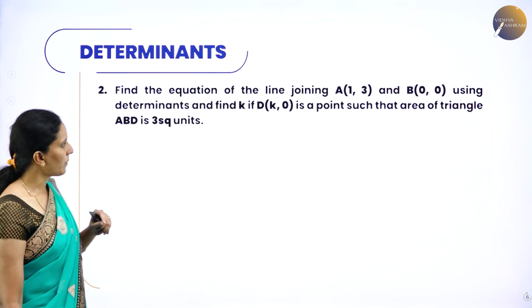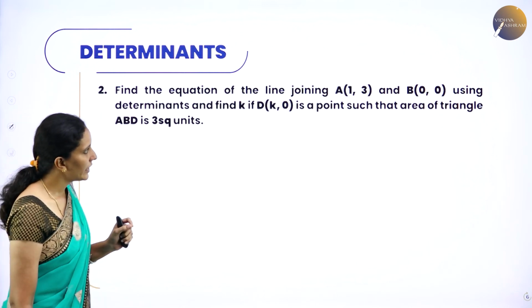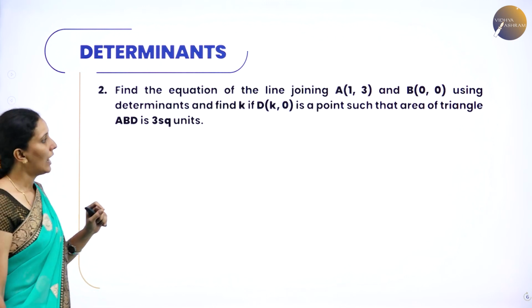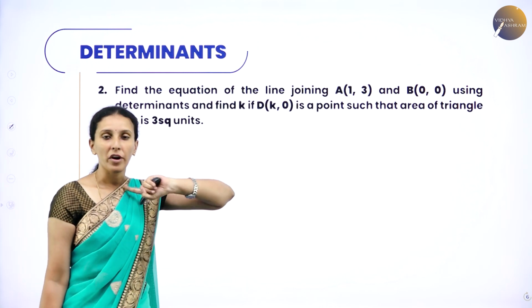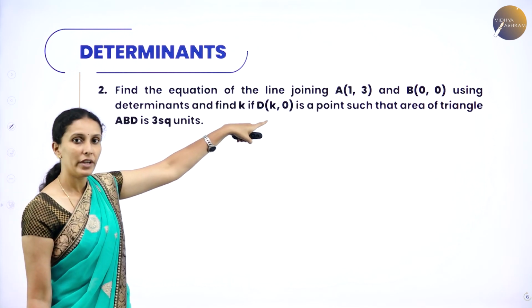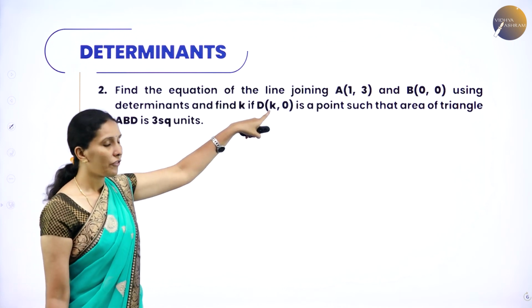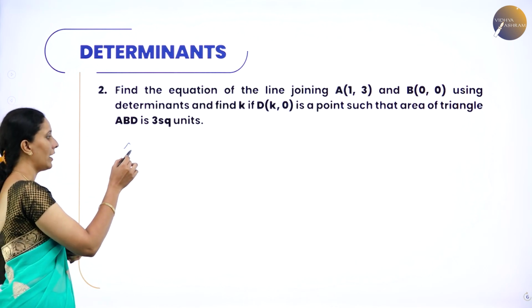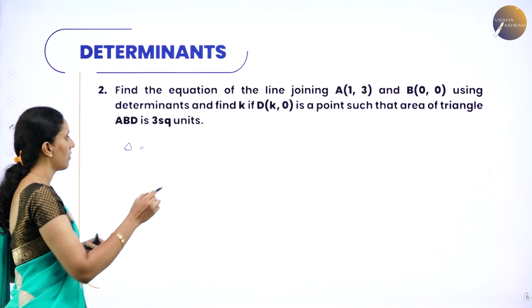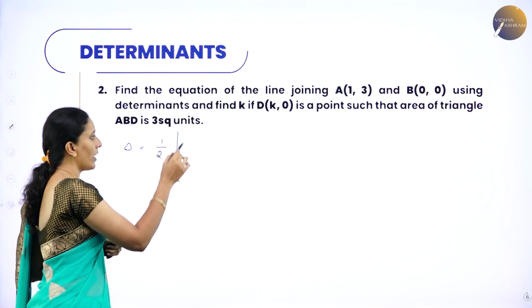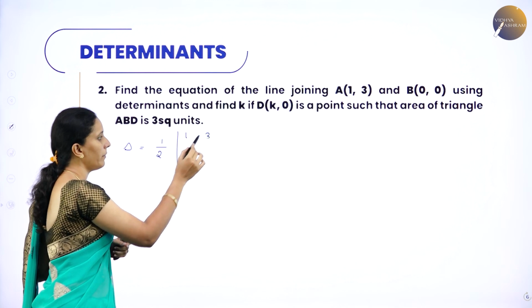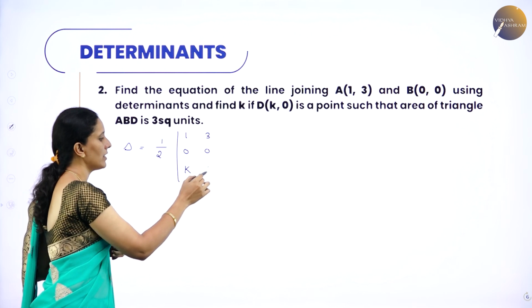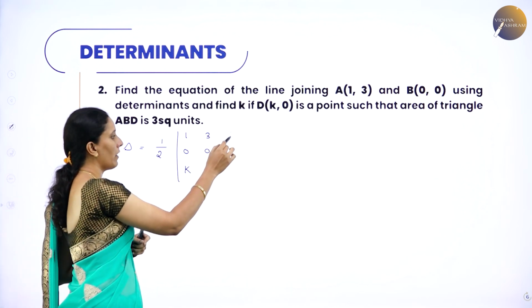Next there is one more sub-question: find k if D(k, 0) is a point such that the area of triangle ABD is 3 square units. At first they have given the points of a straight line. Now they are telling that there is one more point, k, 0. We need to find the value of k so that the area of the triangle is 3 square units. So what is the formula we have? Delta is equal to 1 by 2 times the determinant. Take x1, y1 as 1, 3, next x2, y2 as 0, 0, and the third one as k, 0, with the last column 1, 1, 1.